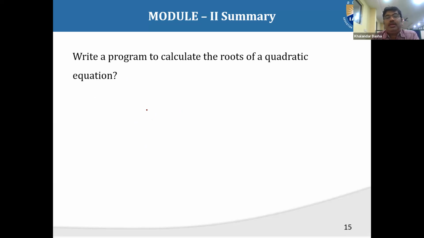Next, write a program to calculate the roots of a quadratic equation. Earlier we wrote the quadratic equation program, but we had not checked whether b square minus 4ac is negative or not. We assumed b square minus 4ac as positive. So now, for the given expression ax square plus bx plus c equals 0, we will first calculate b square minus 4ac.